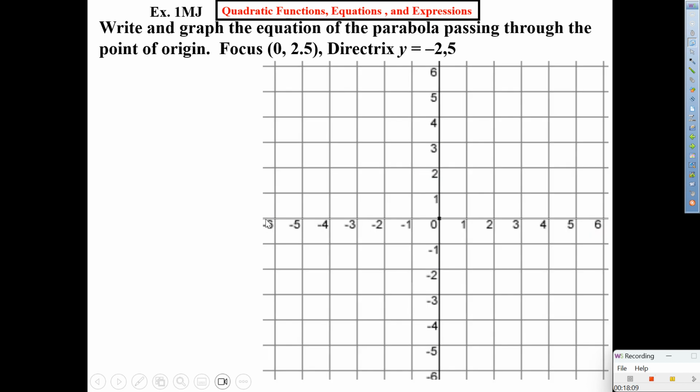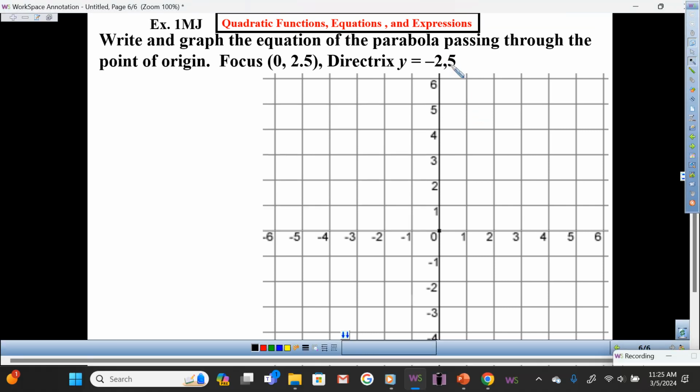Copy this one. Focus 0, 2.5. Directrix y equals negative 2.5. Oh, there's a typo here. This is a comma. So it should be a point. Negative 2.5.